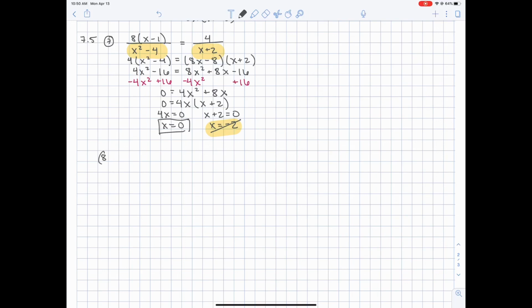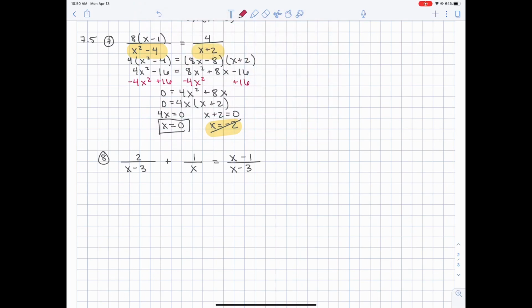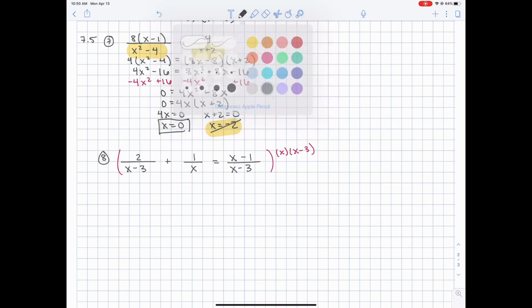Okay, our last problem is going to be another solving one. 2 over x minus 3 plus 1 over x is equal to x minus 1 over x minus 3. And this one, you are set up so nicely to fraction bust. So I have x times x minus 3. A few things are going to start canceling out here.